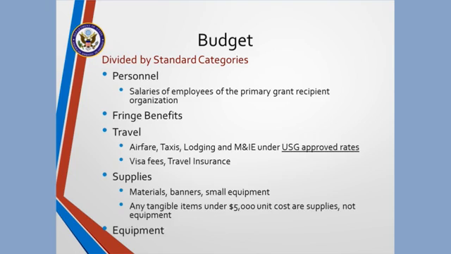The third category is for travel, which includes budget lines such as airfare, taxis, lodging, per approved USG rates. The fourth category is for supplies. It includes materials such as banners and small equipment like printers. It is important for our applicants to note that per USG rules and regulations, any tangible item that costs under $5,000 per unit are supplies and not equipment. Number 5 is equipment itself. Any tangible items that cost more than $5,000 are considered equipment.